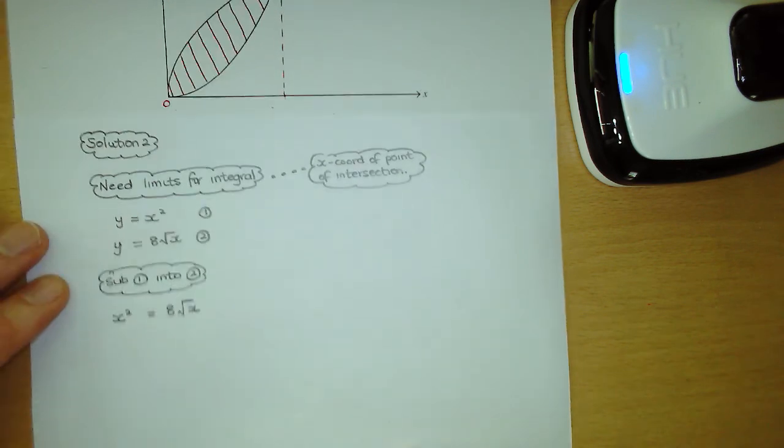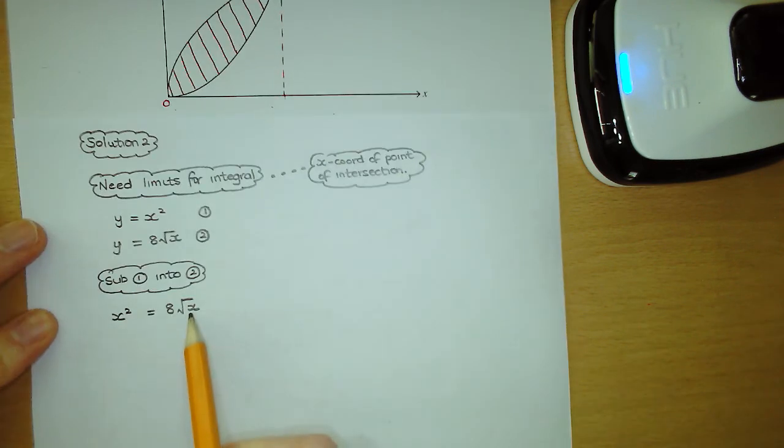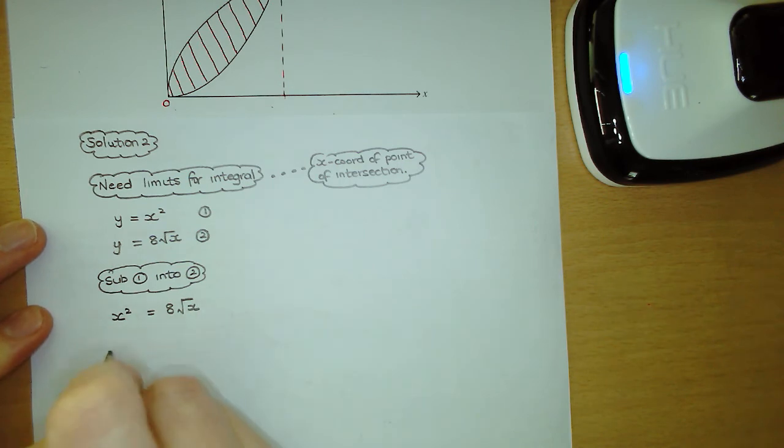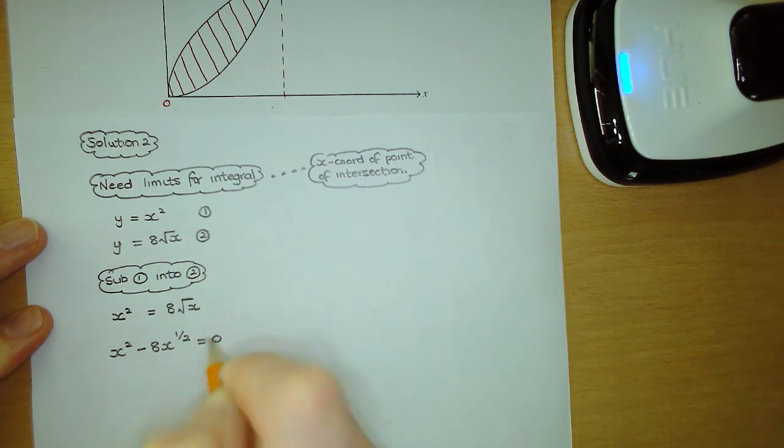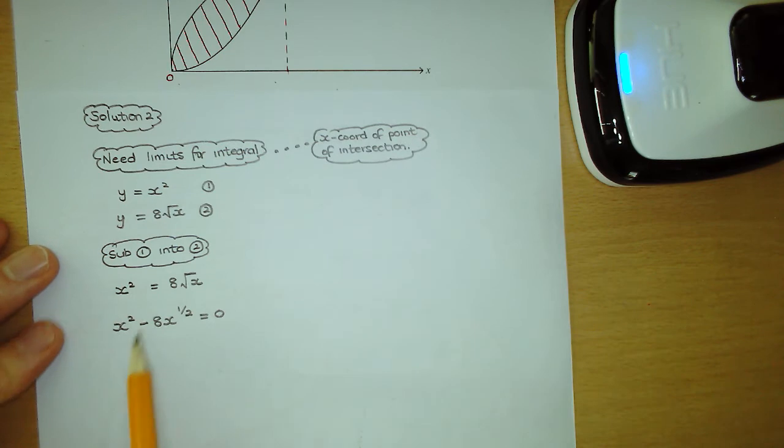Okay, plan then. What I'm going to do is get rid of the root and bring this 8 root x over. So we're going to get x squared minus 8x to the power of a half, and that's equal to 0. Now, good news. We've got a quadratic equation. The highest power is 2. Yes, this nasty little power of a half, but just make sure all your powers are positive first, and they are. There are no negative powers.